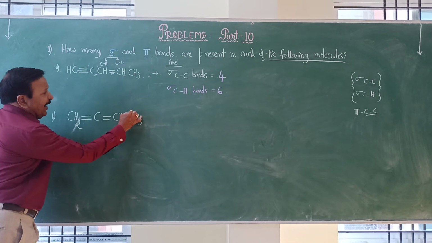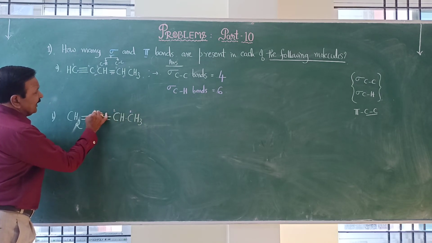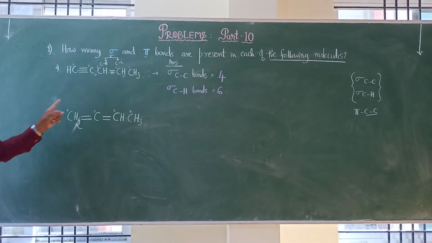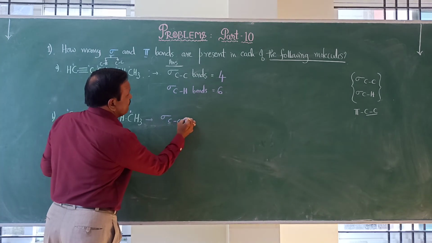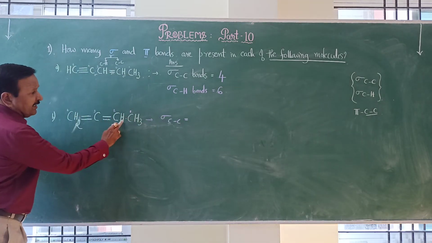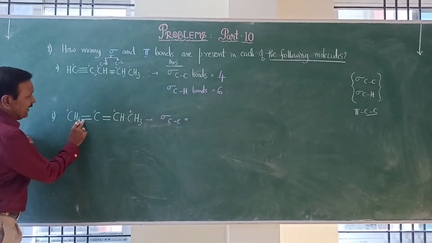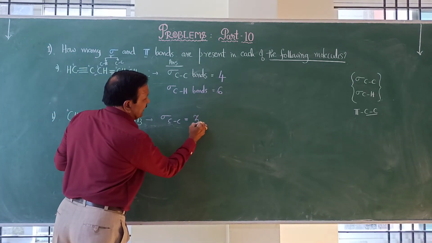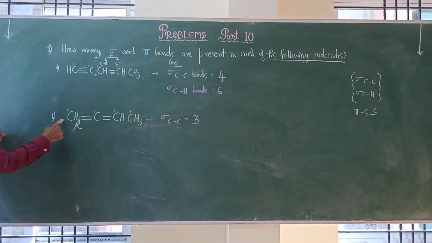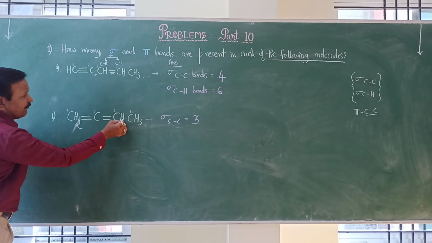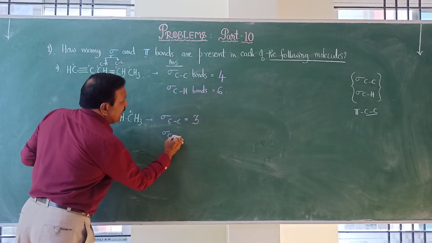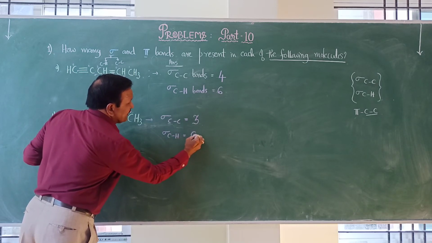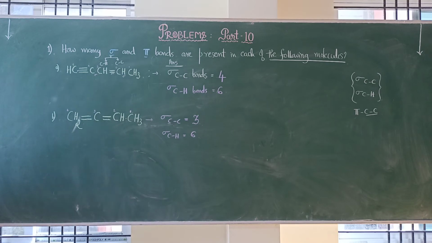And here see, 1, 2, 3, 4. 4 carbon atoms are there. Then sigma carbon-carbon bonds should be, between 1, here 2 and here 3. So they should be 3. And then you can have hydrogen 3 plus 1, 4, 4 plus 2, 6. So sigma carbon hydrogen will be 6.